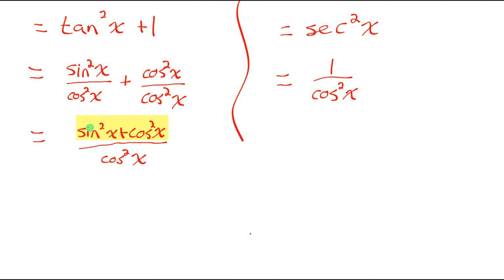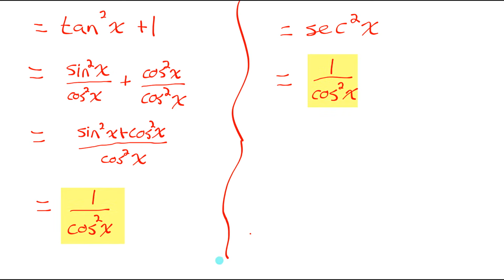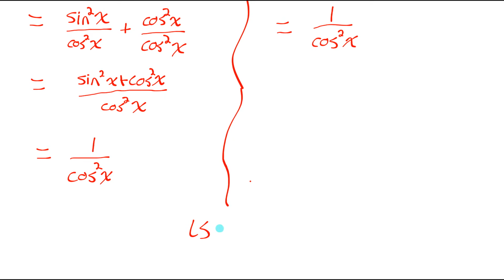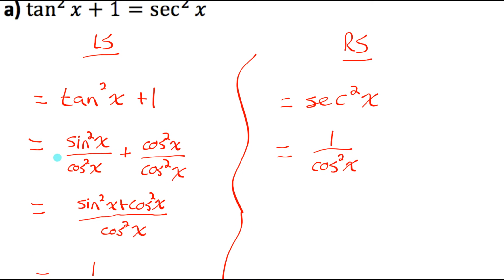And then the numerator is the Pythagorean identity. Sine squared x plus cos squared x is always equal to 1. So I could replace sine squared x plus cos squared x with 1. So I have 1 over cos squared x, which, if you notice, is the exact same thing we have on the right side. So we've just proved this. We can say left side equals right side. We're finished. So let me just jot down what rules I used here.